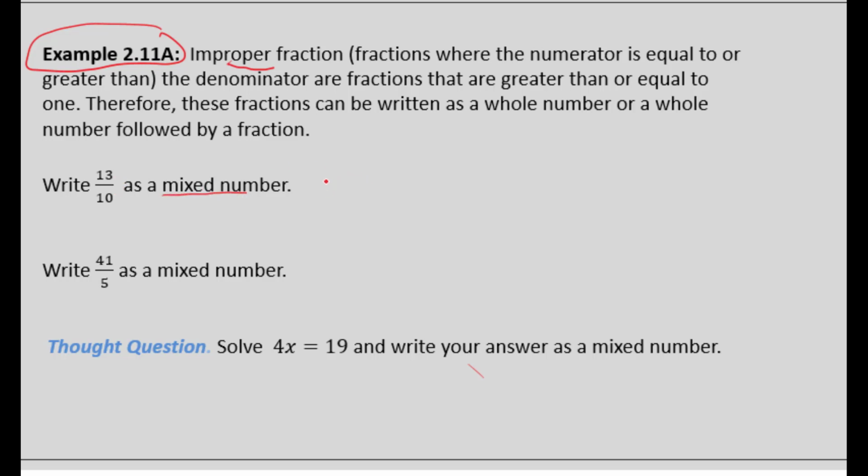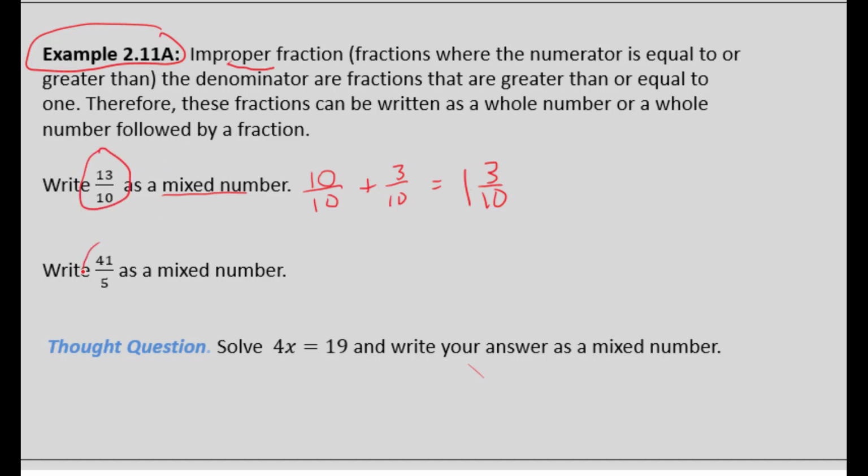I'm going to recognize that if I take 10 away from 13, I get 10 out of 10 plus 3 out of 10, which is simply 1 and 3/10. So that's one way of doing it when they're small like this.